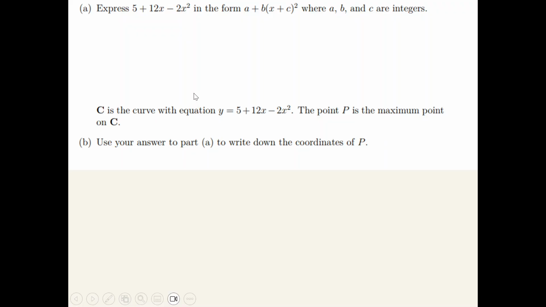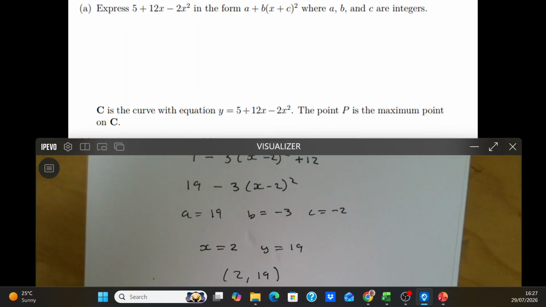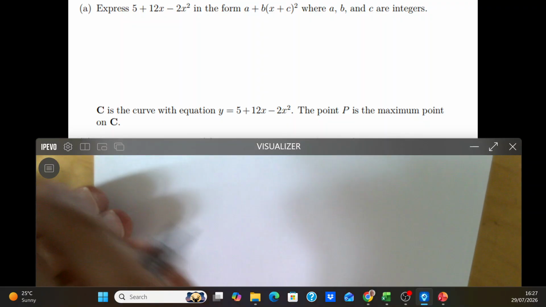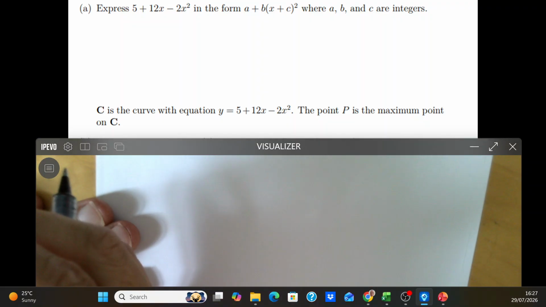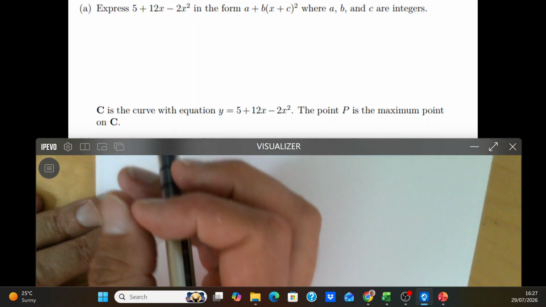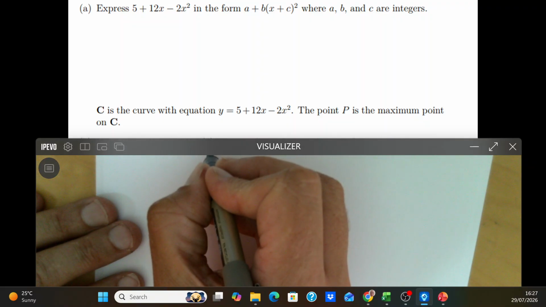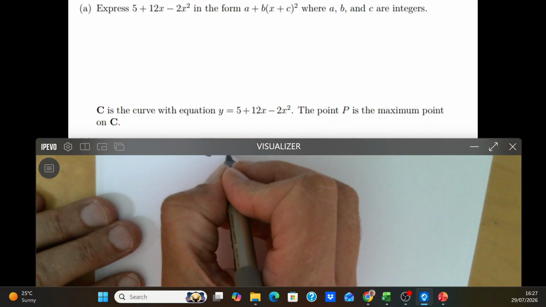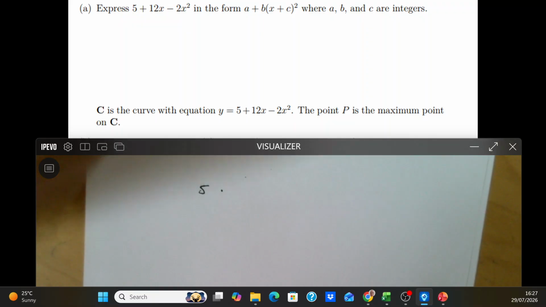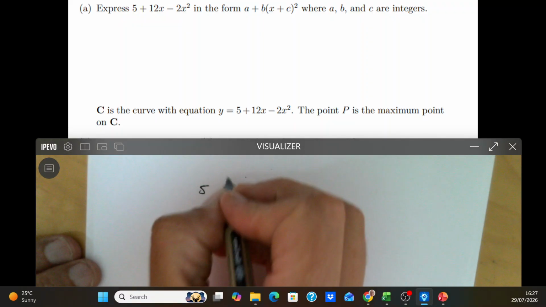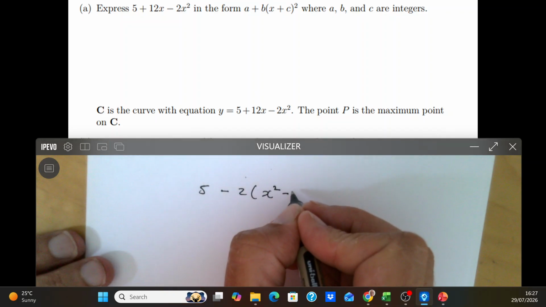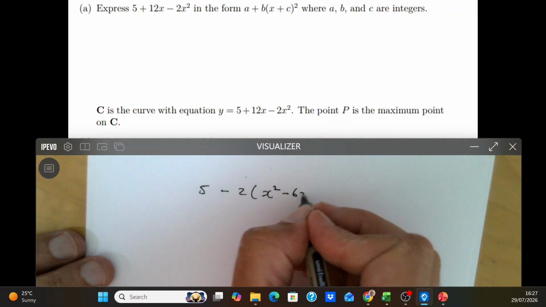Right, so looking at that one, what is the first thing I did? The first thing I did when I was doing mine was I took out a factor of the 12 and the -2, or the equivalent one. So what's the factor you're going to take out? Correct. -2. So you're going to write 5 minus 2 lots of x squared minus 6x.